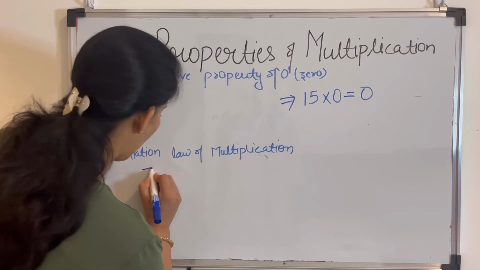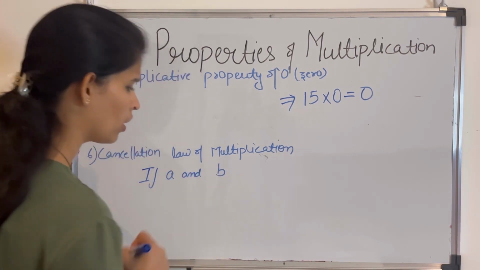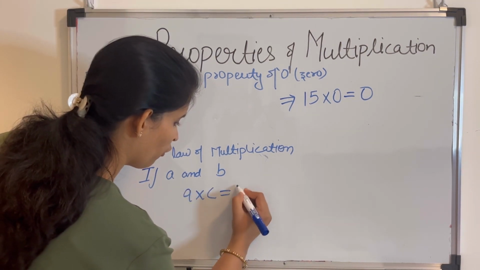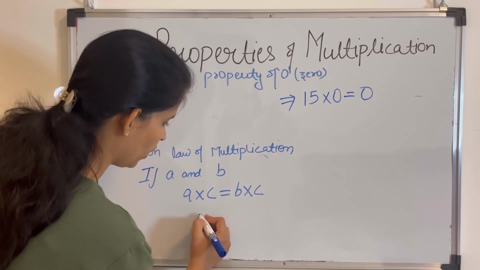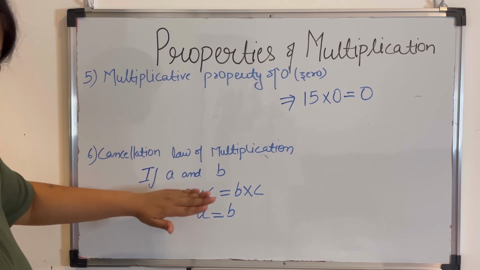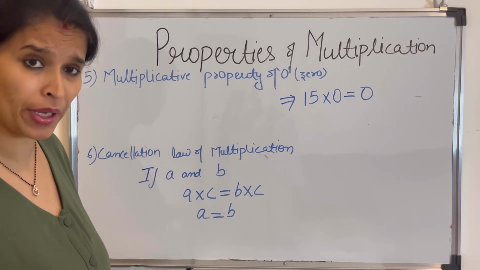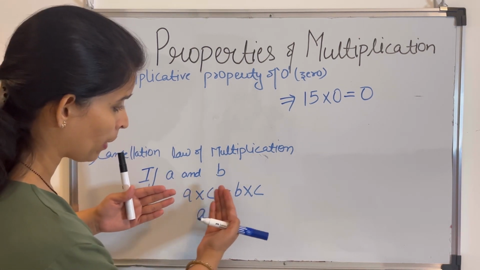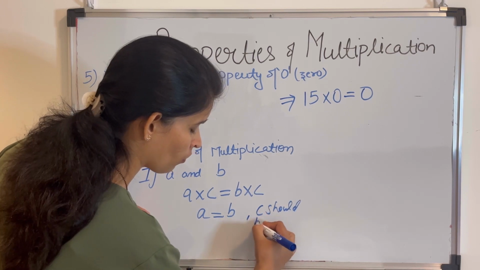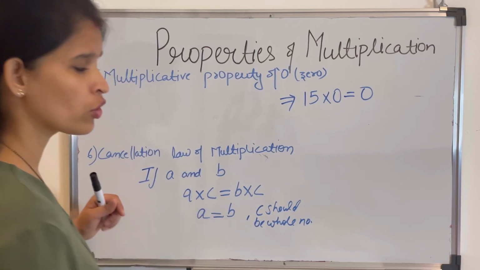Suppose I have two numbers A and B, and if A multiplied by C equals B multiplied by C, then A should be equal to B. I'll try to help you understand through one example. This property means if I have two whole numbers A and B, and if A multiplied by C is also a whole number, then A is equal to B.